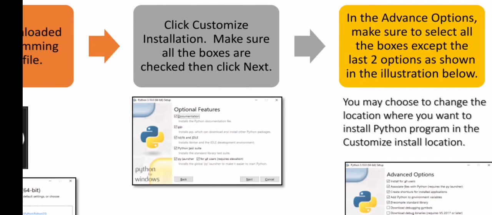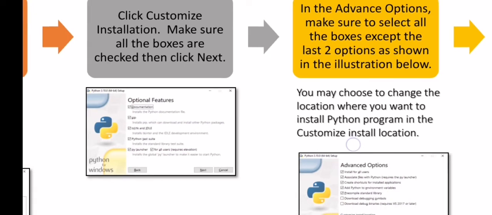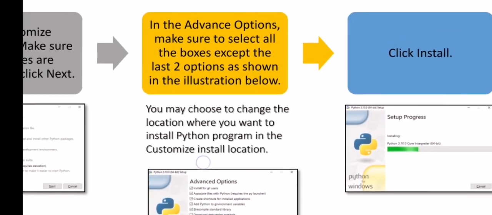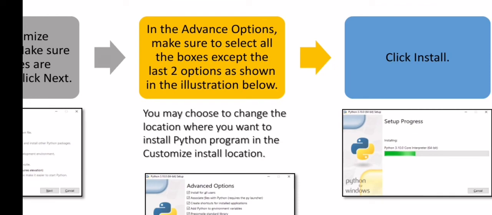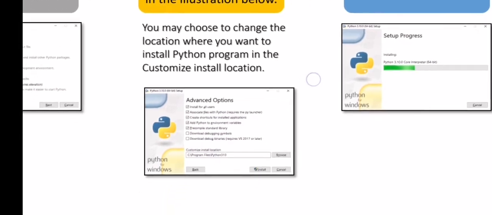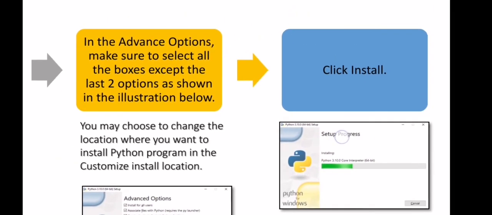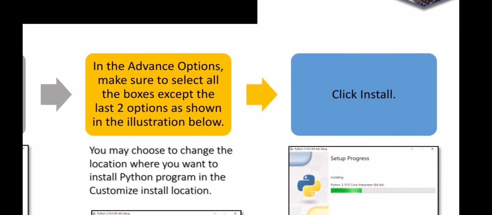The third step is in the advanced options. Make sure to select all the boxes except the last two options, as shown in the illustration here. Remember, you may choose to change the location where you want to install Python in the customize install location. Next, click install.